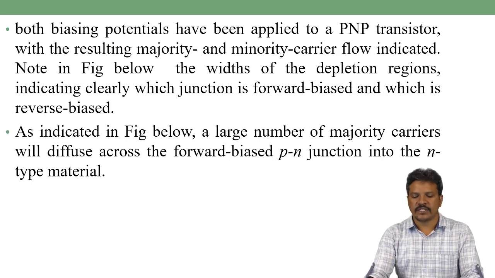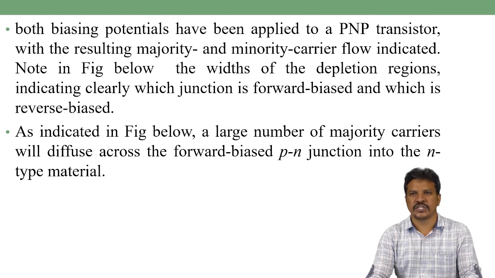Both biasing potentials have been applied to the PNP transistor, with the resulting majority and minority carrier flow indicated in this figure. It is to be noted that the width of the depletion region clearly indicates which junction is forward biased and which junction is reverse biased. As shown in the figure, a large number of majority carriers will diffuse across the forward biased junction into the N-type material.